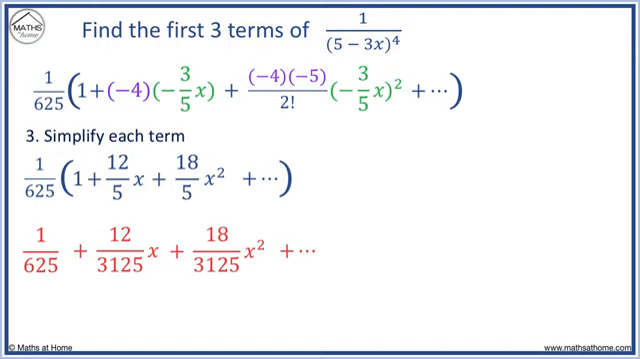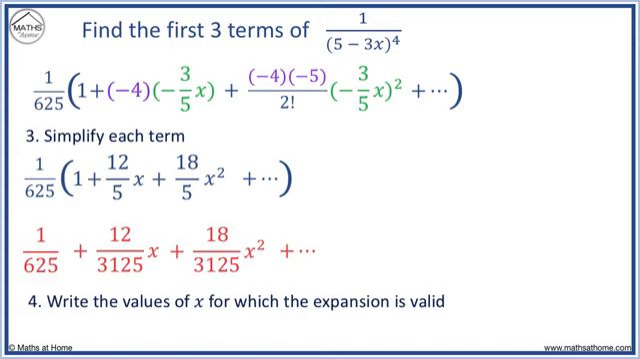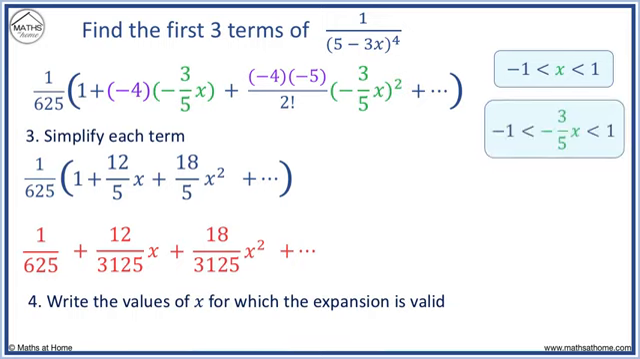This is the binomial expansion of 1 over (5 minus 3x) to the power of 4 to the first three terms. We now write the values of x for which it is valid. x must be between -1 and 1. Our x is -3/5 x. Dividing by -3/5, we get x must be between -5/3 and 5/3.